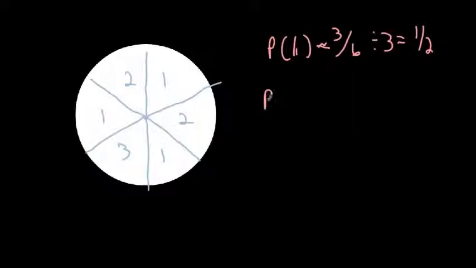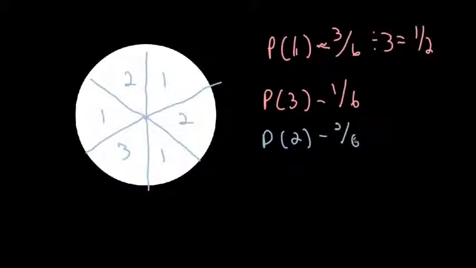So let's do the probability of a 3. So there's 1 three out of 6, can't be reduced, so your probability is just 1/6. So let's do probability of a 2. So there's 2 number 2s out of 6. You can divide both those by 2 to give us 1/3.